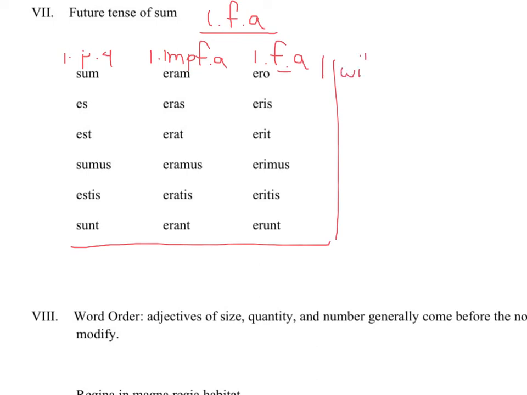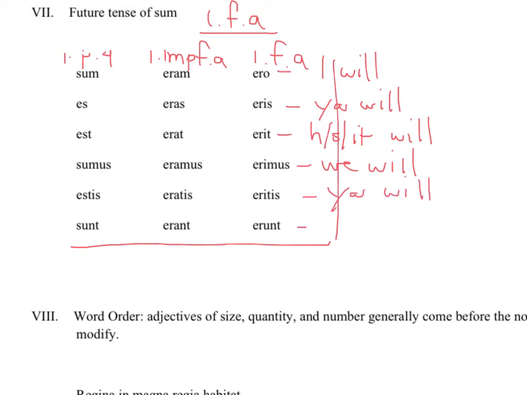Ero means I will or I shall. Eris is you will. Erit is he, she, or it will. Erimus, we will or we shall. Eritis, you all will. And finally, erunt, they will. You can say shall, obviously, if that's how you speak. I don't think a lot of people use it today. It is technically the proper form for I and we in the indicative future active, but I won't ever penalize anyone for using will instead. I will, you will, he, she, or it will, we will, you will, and they will. Ero, eris, erit, erimus, eritis, erunt.